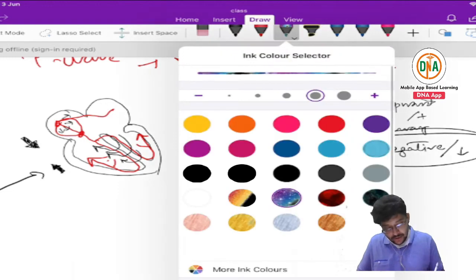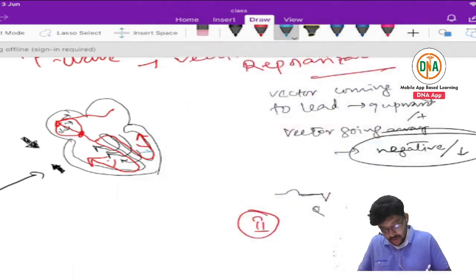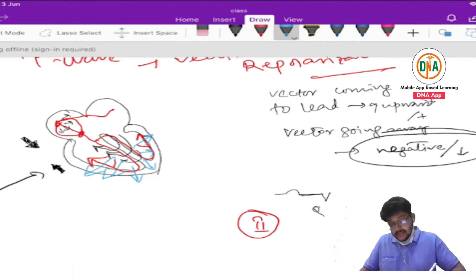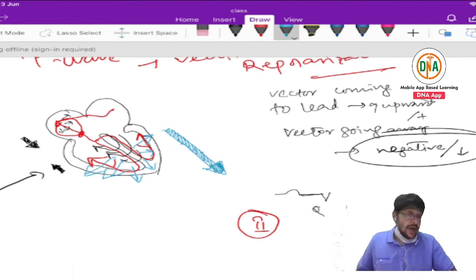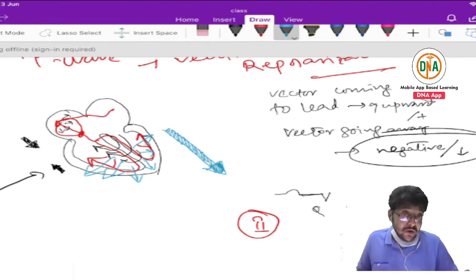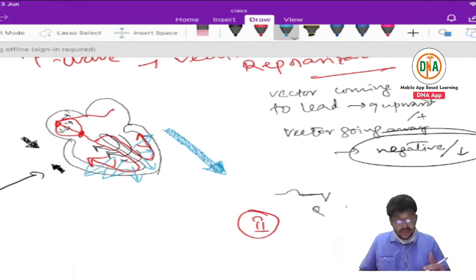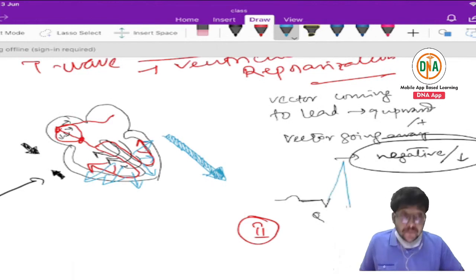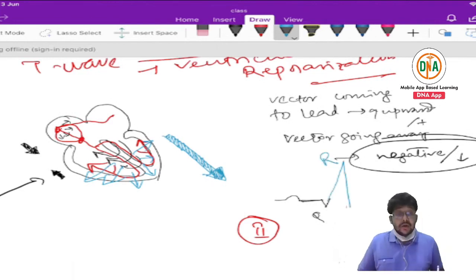After this, the whole of the ventricle, the apex, and then the whole of the ventricle will be depolarized. Once the whole of the ventricle is depolarized, the dip vector will be like this. It will be a bigger vector. Why will it be a bigger vector? Because the ventricle has a huge mass compared to the atria and the septum. And as the maximum part of the ventricle is being depolarized, it will be a bigger vector coming towards lead 2. So it will lead to a bigger wave, which is also positive. So it will lead to the R wave.